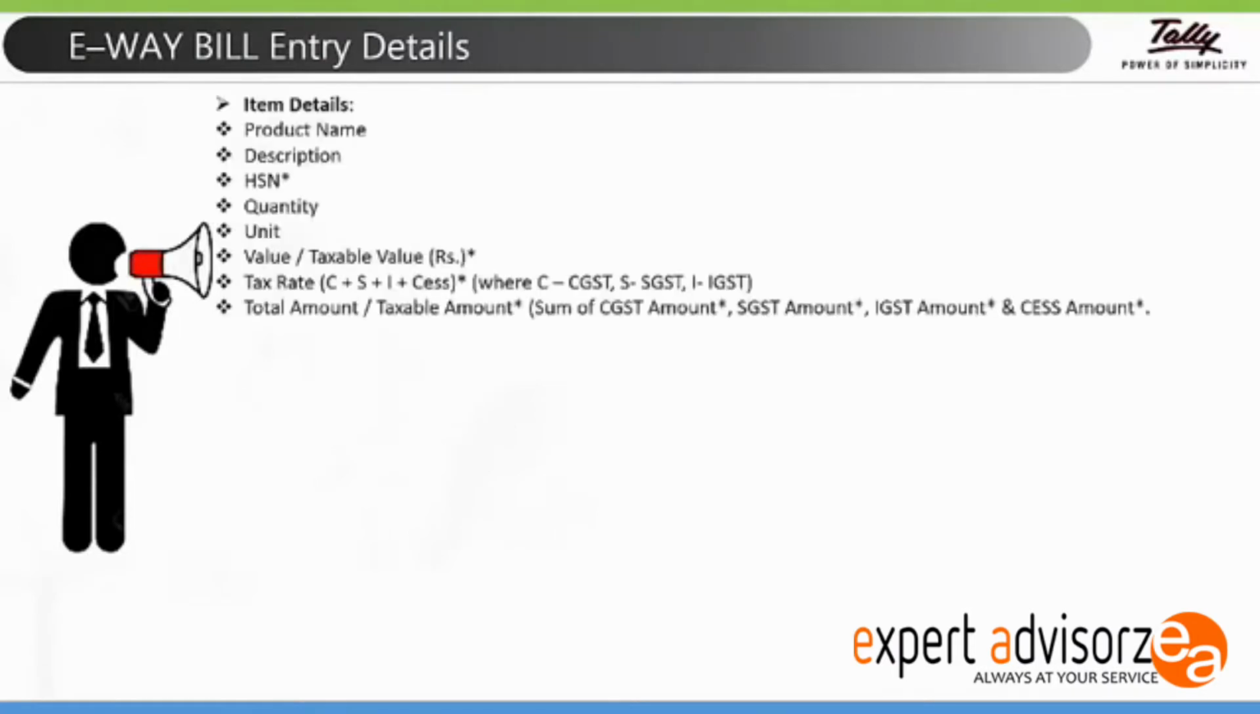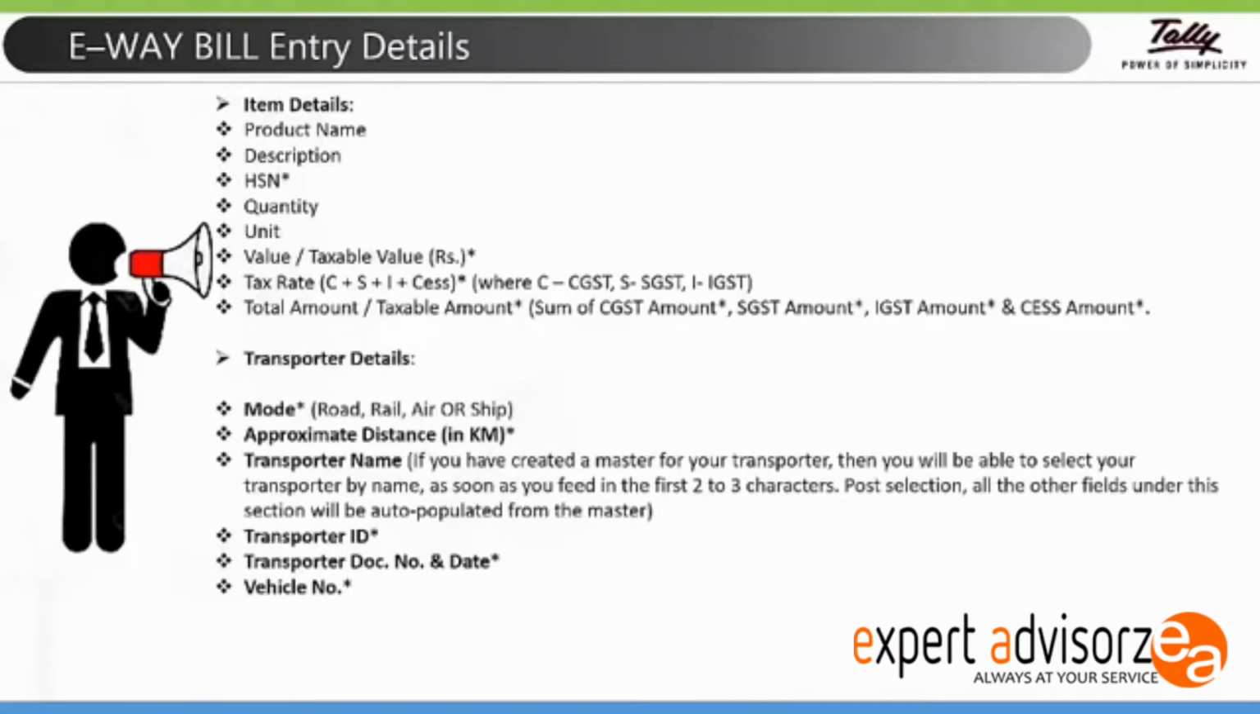So these are the e-way bill entry details. Further, the item details: product name, HSN, description, quantity, unit, the value, the tax amount, all this information is to be fed into item details. Transporter details: the transport services to transport his goods to the recipient. So you can create the transporter accounts. If it is already there, you will get it auto-populated.